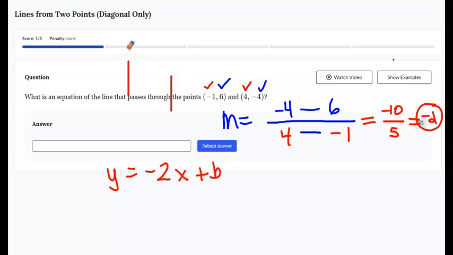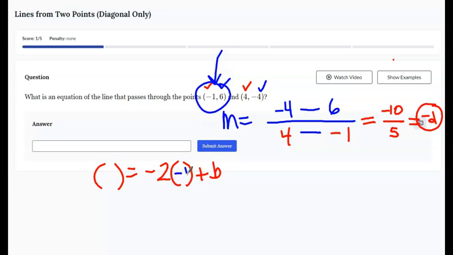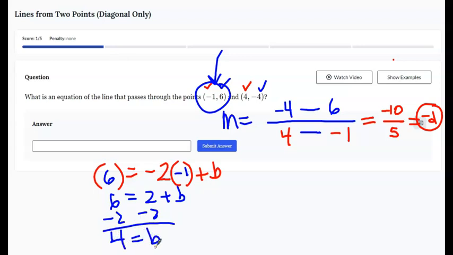And now I need to erase and replace my x and y values. And I think I'm going to choose, it probably doesn't really matter, I'm going to choose this one just because it's first. Negative 1 is x, 6 is y. So this is the correct setup. 6 is equal to 2 plus b. Subtract 2 from both sides. That makes b equal to 4.